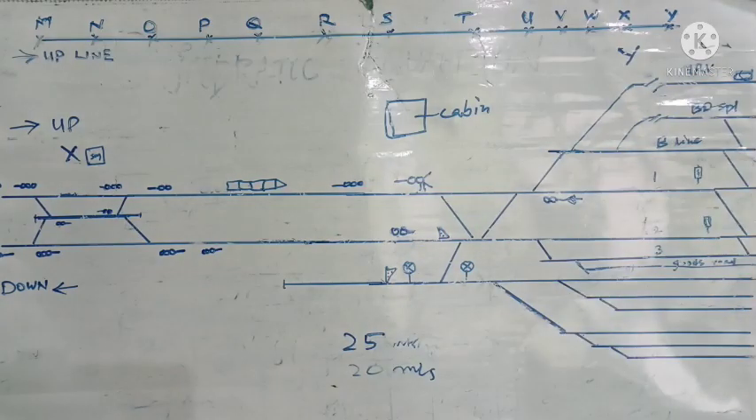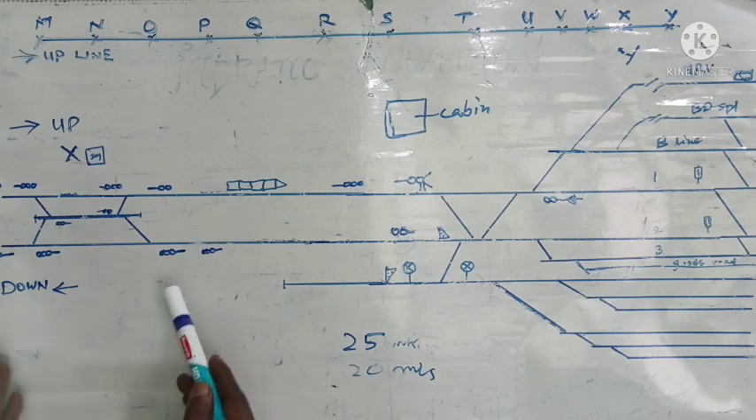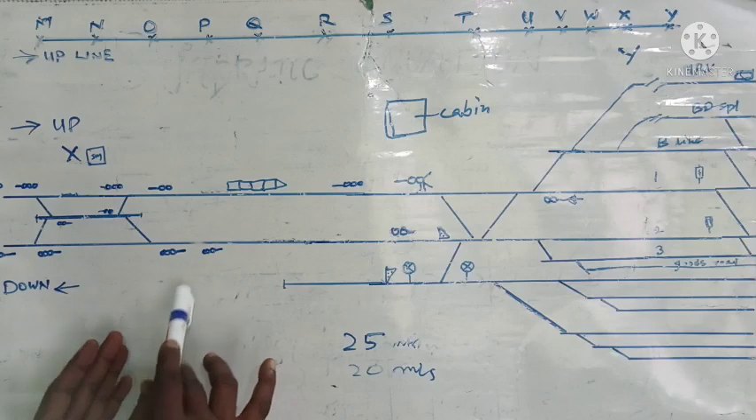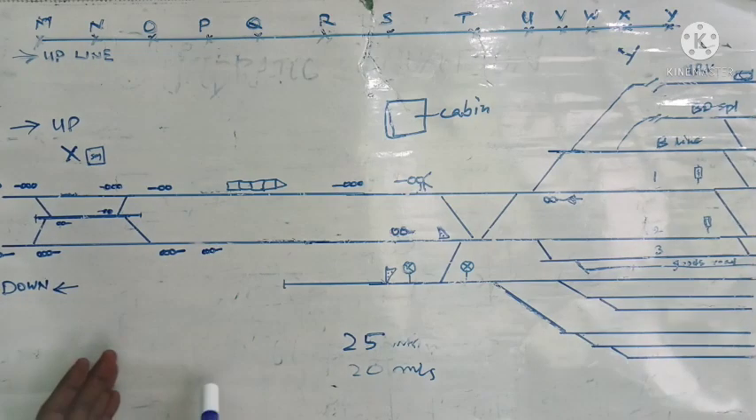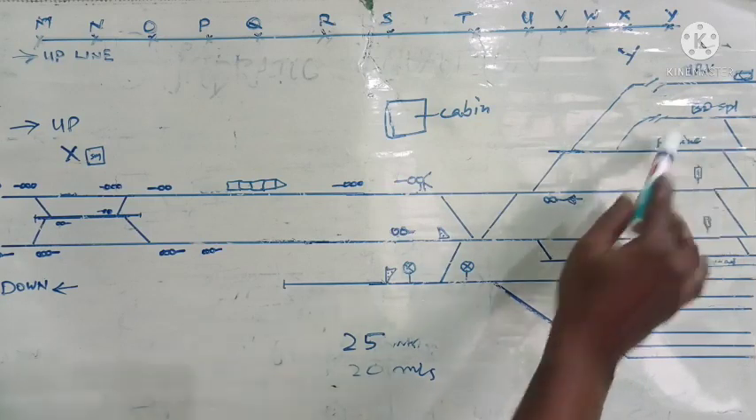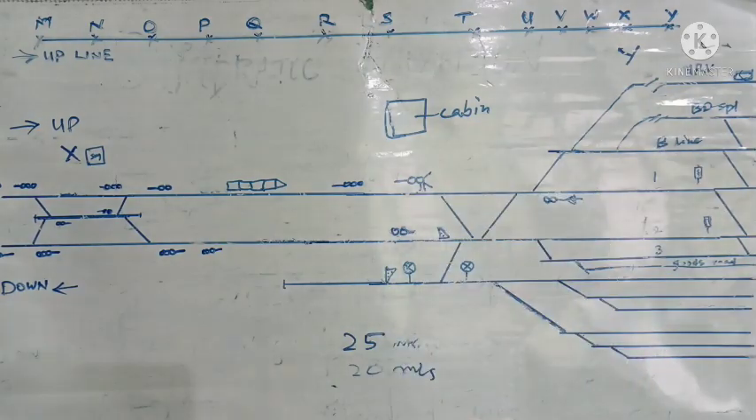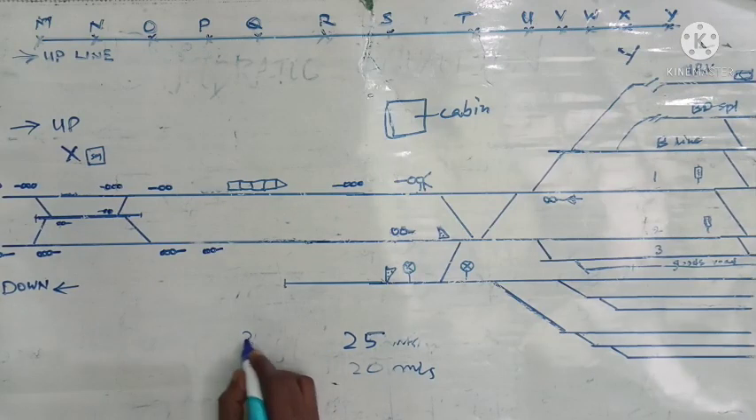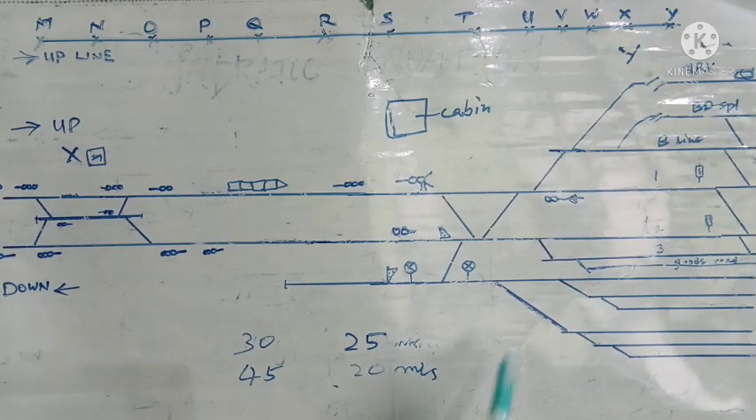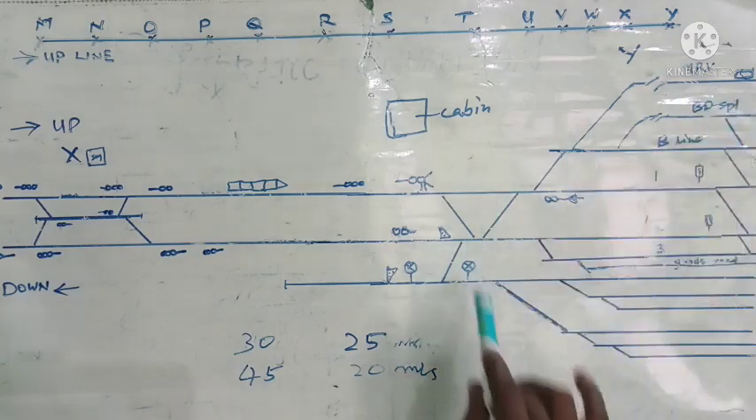This is a BD special siding, that is breakdown special siding. So when an accident happens, the breakdown special must move to the spot to remove the derailed wagons or to restore the track. So this BD special turning out time in case of an accident is 30 minutes during daytime, 45 minutes during night. So this is a BD special siding.